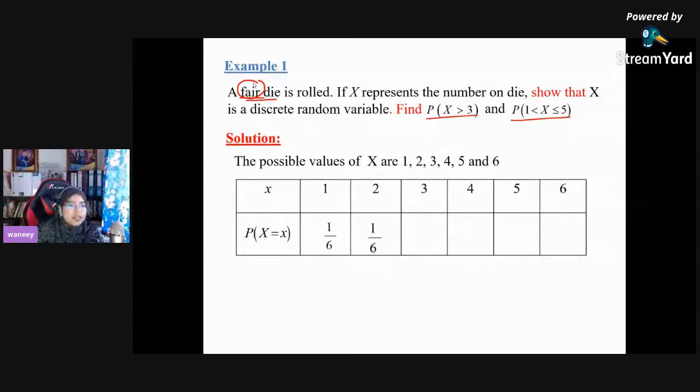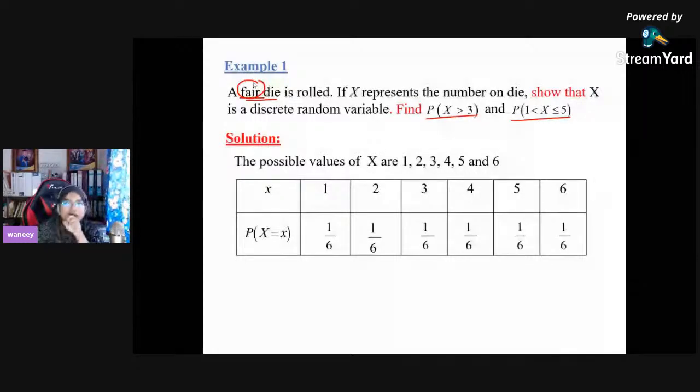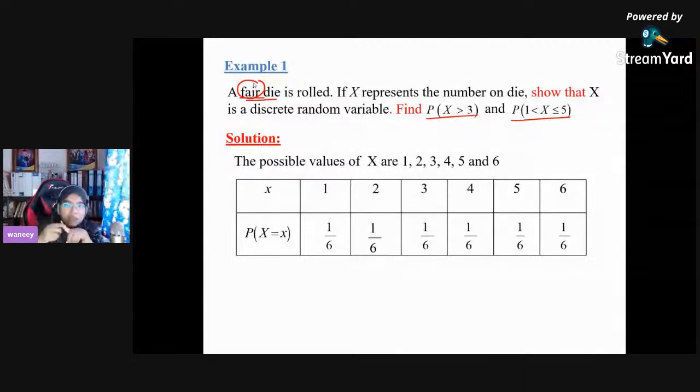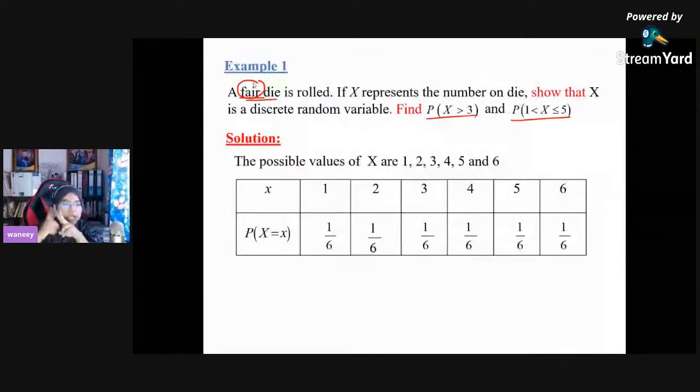Right, so basically to check this discrete random variable, there are two things that you need to check. One is that the probability should be in between 0 and 1 only. So you cannot have a number that is bigger than 1. So this is okay. The second one, you must make sure that if you total up all the probabilities, they should be equal to 1.